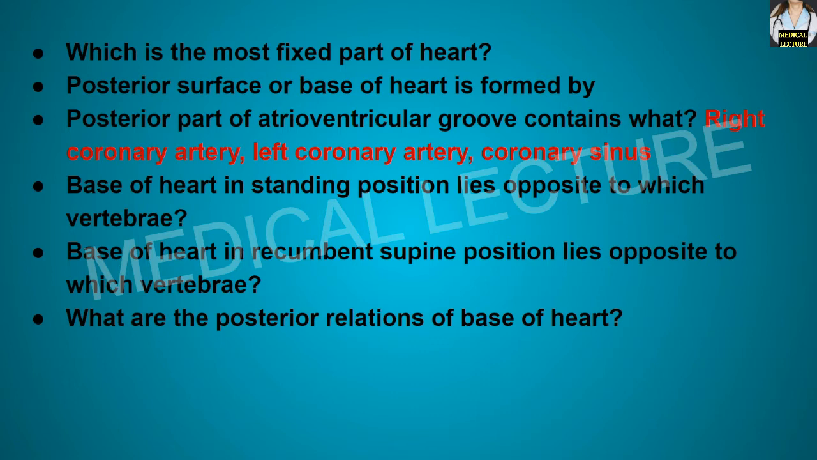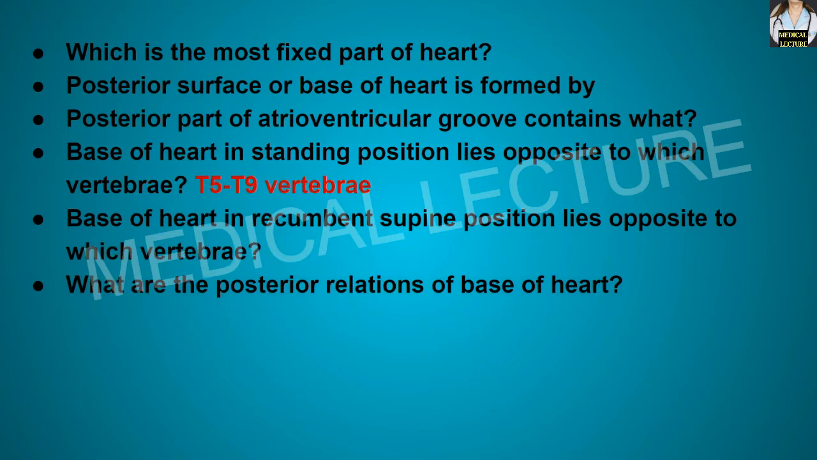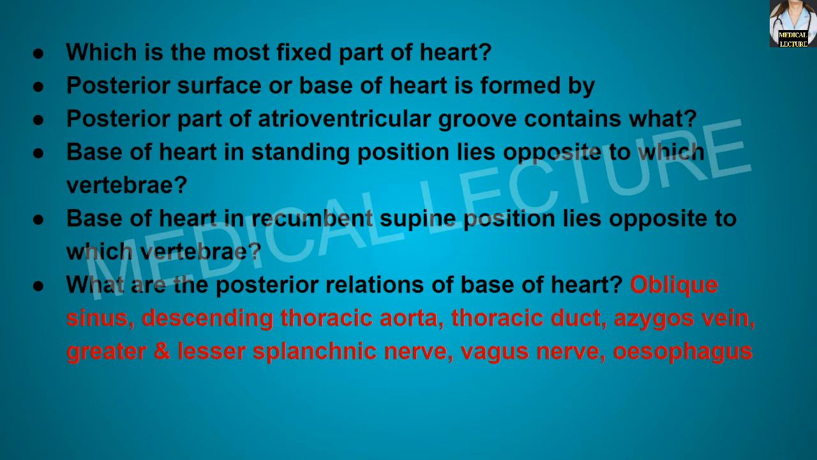Base of the heart in standing position lies opposite to which vertebra? It lies opposite to T5 to T9 vertebra. Base of heart in recumbent supine position lies opposite to which vertebra? Opposite to T5 to T8 vertebra. What are the posterior relations of the base of heart? Oblique sinus, descending thoracic aorta, thoracic duct, azygos vein, greater and lesser splanchnic nerve, vagus nerve and the esophagus are the posterior relations of the base of heart.